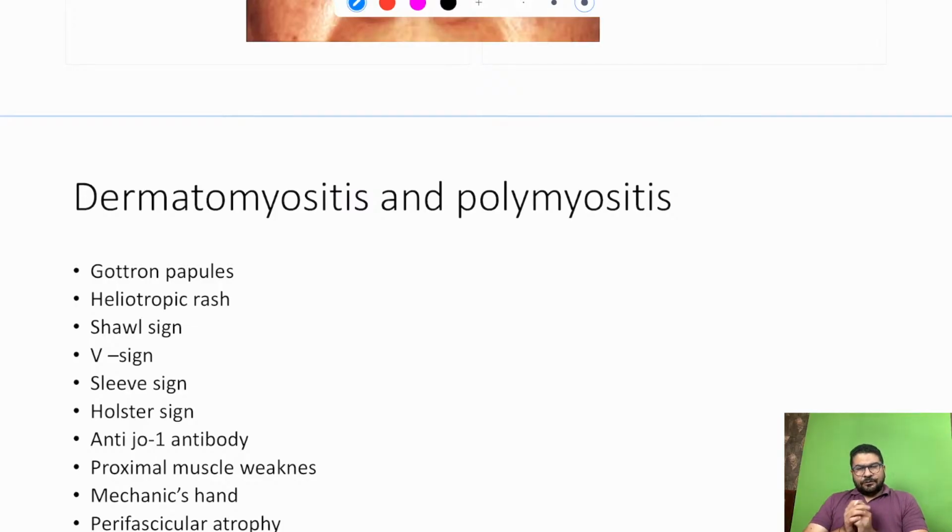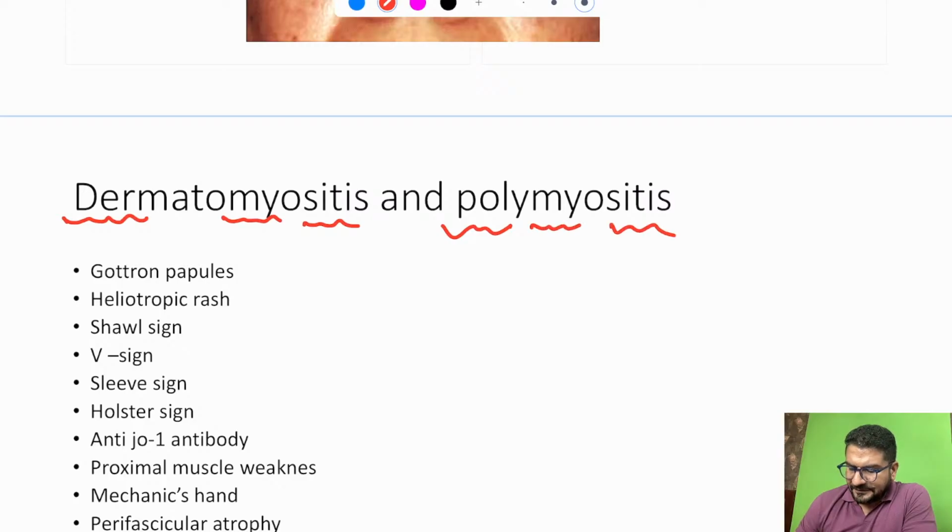Okay, moving to the next topic called dermatomyositis or polymyositis. Just try to understand this thing. Derma means skin, myo means muscle, itis means inflammation. Poly means many, myo means muscle, itis means inflammation. So inflammation of many muscles is polymyositis. Inflammation of skin and muscle is dermatomyositis.